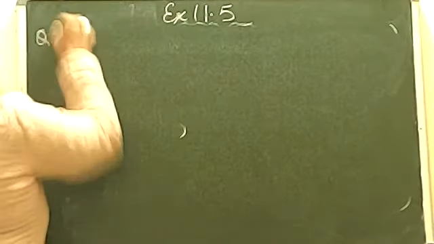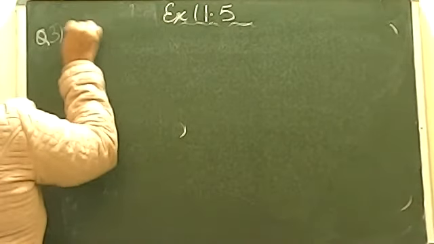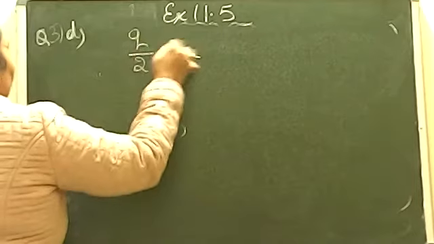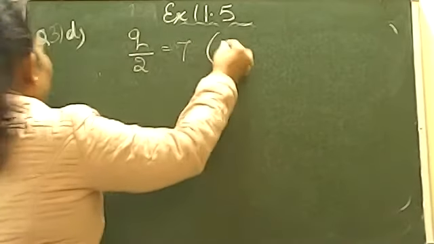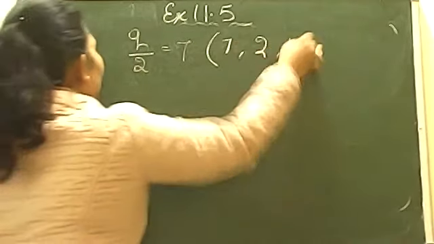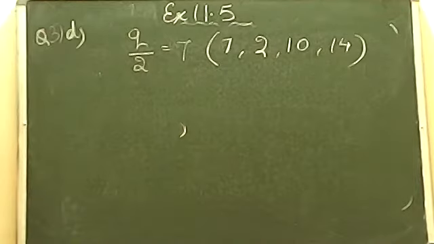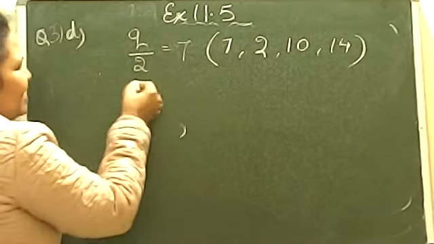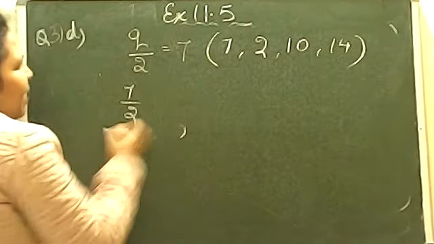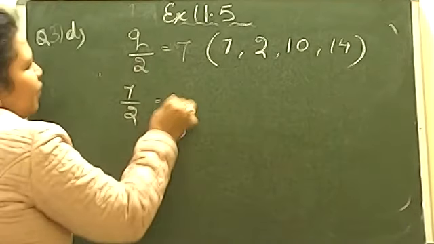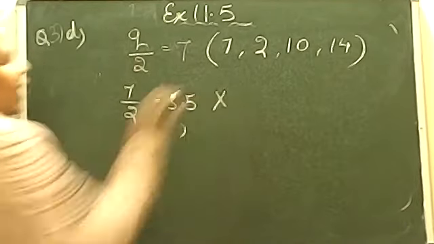Question number 3D, Mehul is asking, and in that question it is written q by 2 is equal to 7. The options given are 7, 2, 10 and 14. Now you have to think which of the 4 options could be the right option to get 7. For this, we can simply put them in one by one. In place of q, you put 7. 7 divided by 2 will give you 3.5, which is a wrong one.